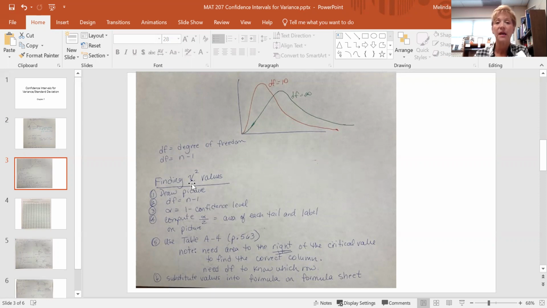All right. Then you're going to have to find your degree of freedom, and you're going to label that degree of freedom. And the way you do that is n minus 1, your sample size minus 1.